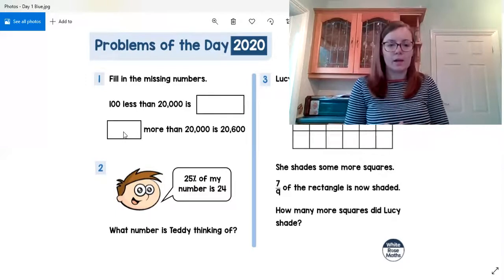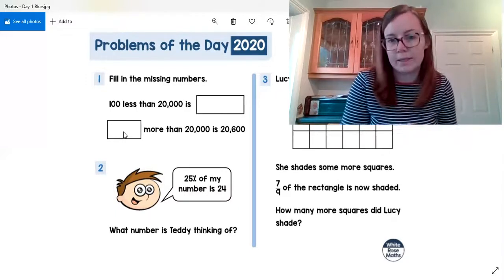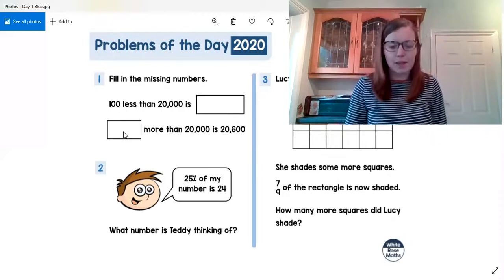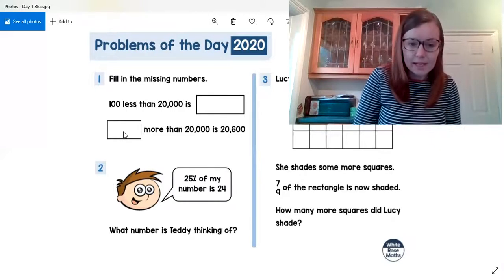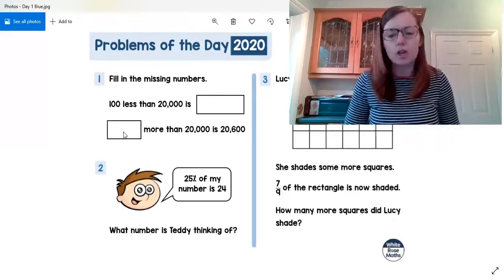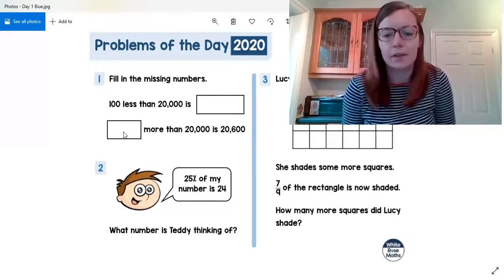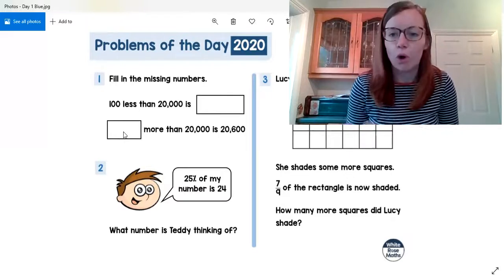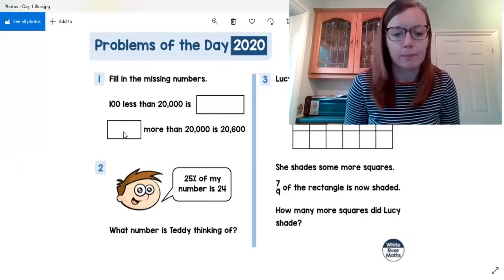Brilliant. Okay, so Teddy's back, but he's not got sweets this time. He's just thinking of numbers. So let's have a think here. Teddy is thinking of a number, and he tells us that 25% of his number is 24. We've been asked what number is he thinking of.